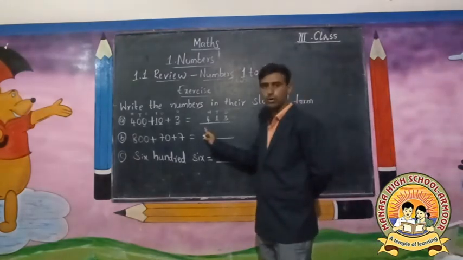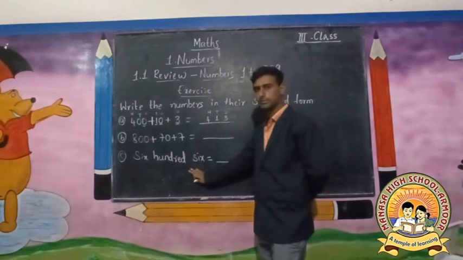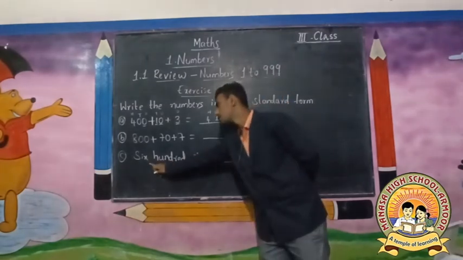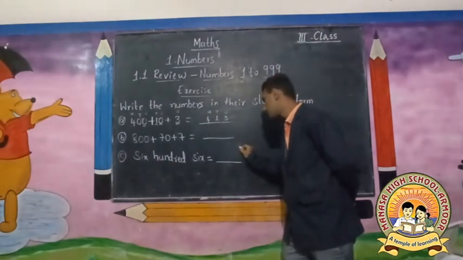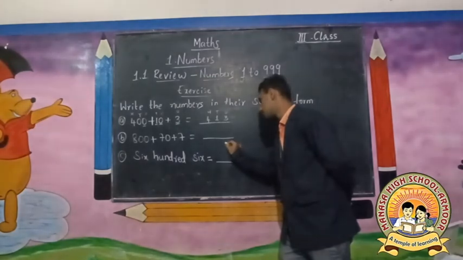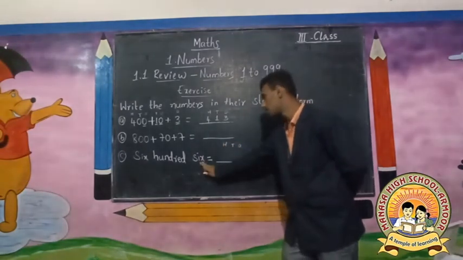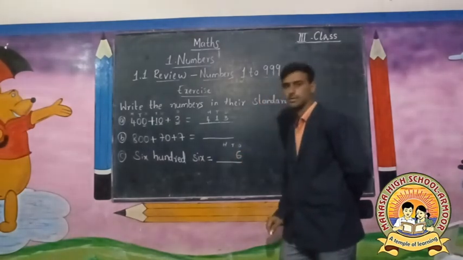Next one, you do it in your textbook. Let us go to next one. 606. So before writing the answer, you should write places, ones, tens and hundreds. So 6 in ones place. So write the 6 in ones place.